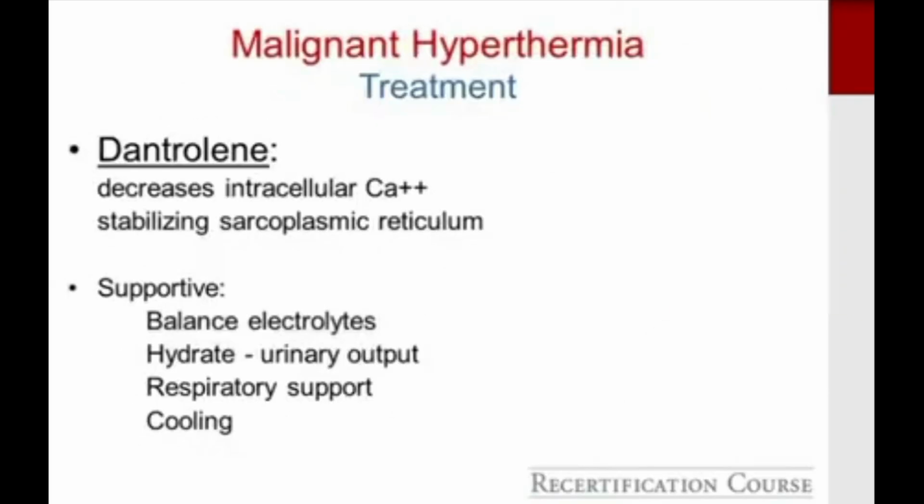The number one treatment is going to be dantrolene, which decreases intracellular calcium. That stabilizes the sarcoplasmic reticulum. It's also important to be supportive of these patients. You need to balance their electrolytes, hydrate, maintain their urinary output, respiratory support, and proper cooling to get their body temperature down.